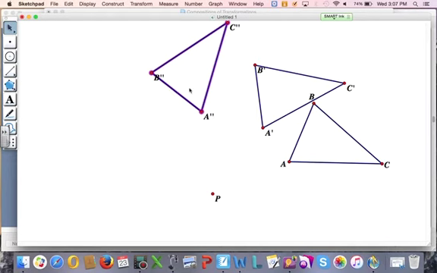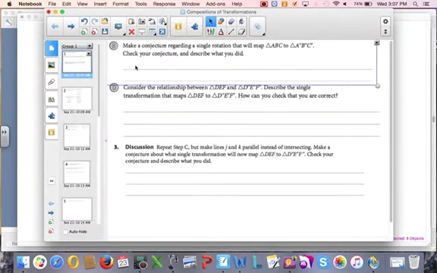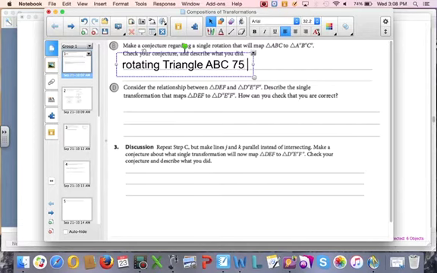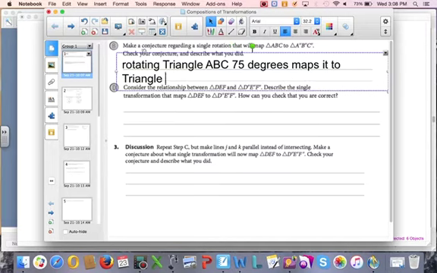Well, notice that it's highlighted this again. That's because it landed there once again. So what we just noticed is that rotating triangle ABC 75 degrees maps it to triangle A double prime, B double prime, C double prime. And we did that.